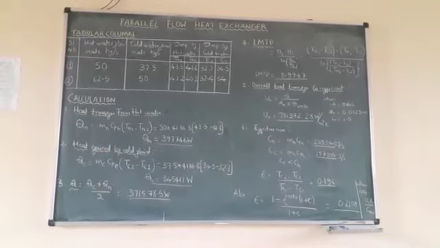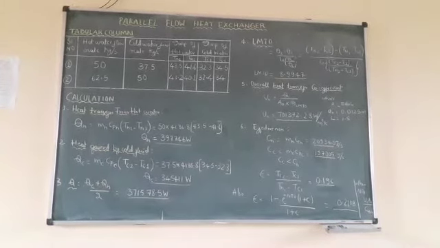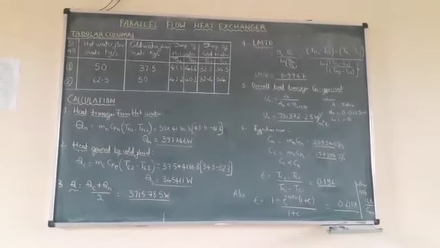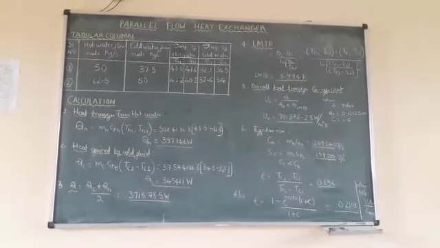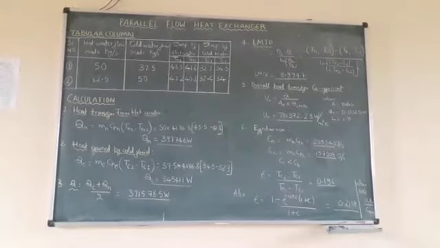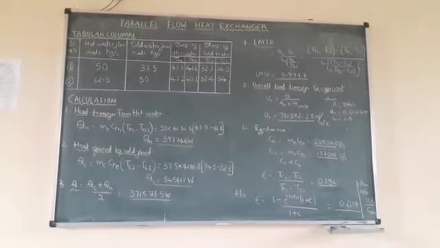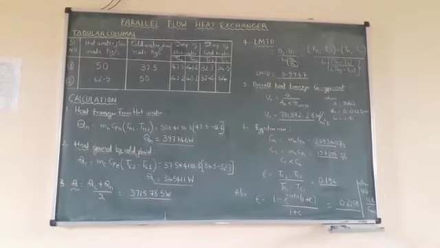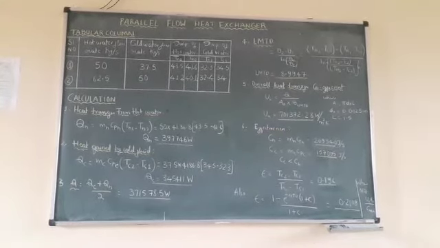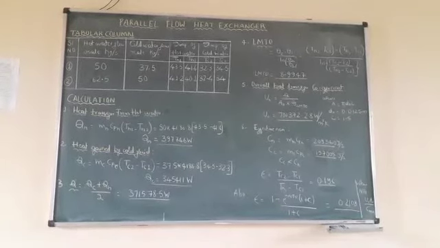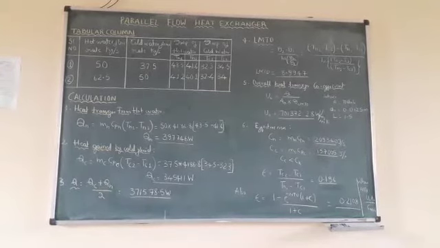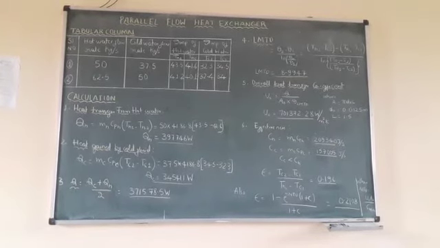Where A naught is calculated based on the outside diameter of the tube, that is given by pi d naught L, where d naught dimension and L dimension will be given in the specification. You please note this in the specification. So that we will be getting U naught as 701,372.28 watt per meter square Kelvin.